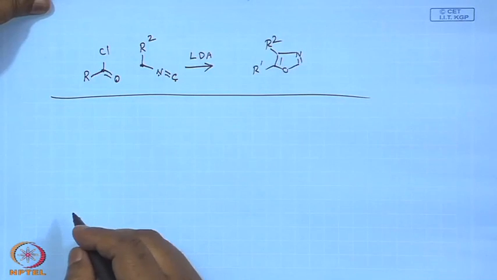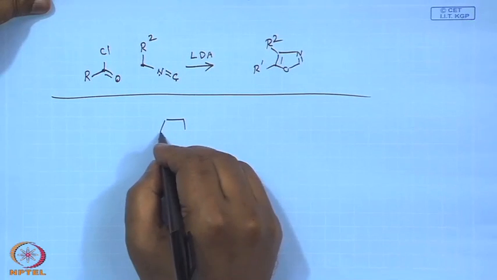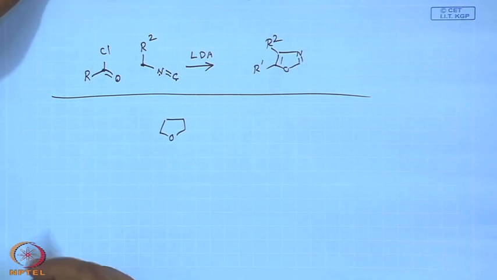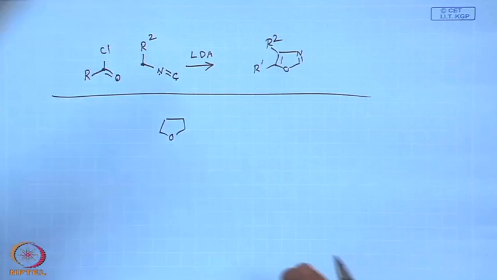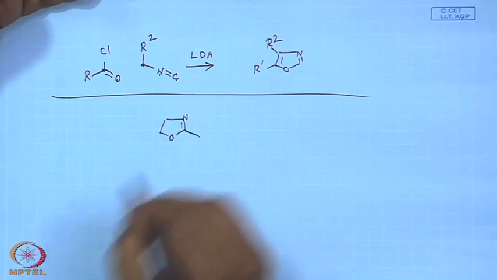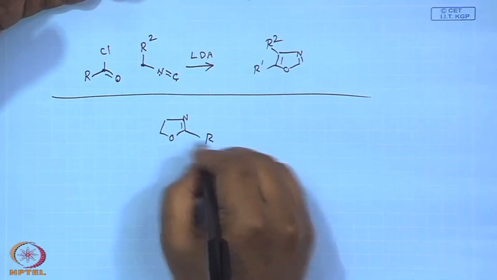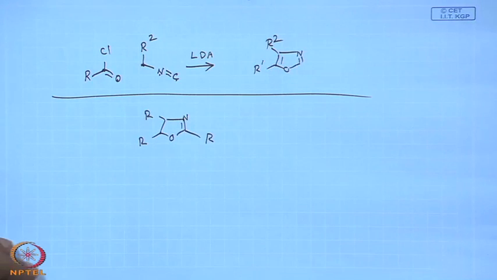And the last one, I think, probably would be one of the finest syntheses. It is an oxazoline synthesis first. What do you do? You take oxazoline. Oxazoline means, any idea? Oxazoline means dihydrooxazole. So that means nitrogen here and this, right? And let us say R here, and again R; I will not write R1, R2, all these things.